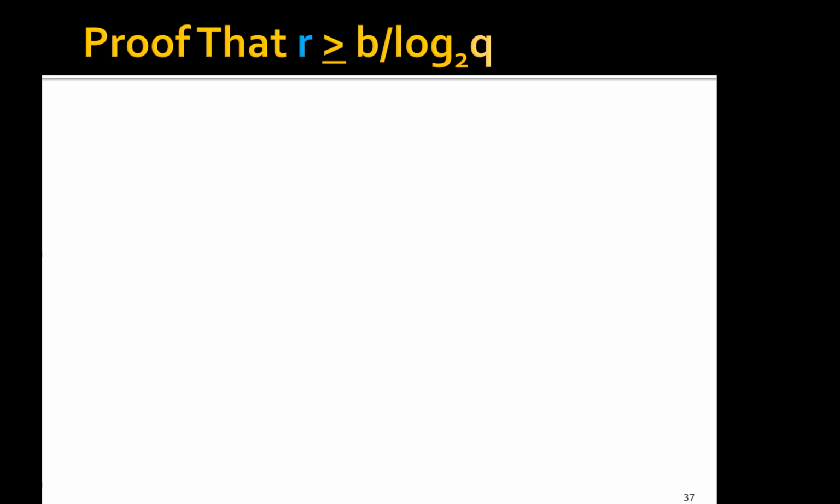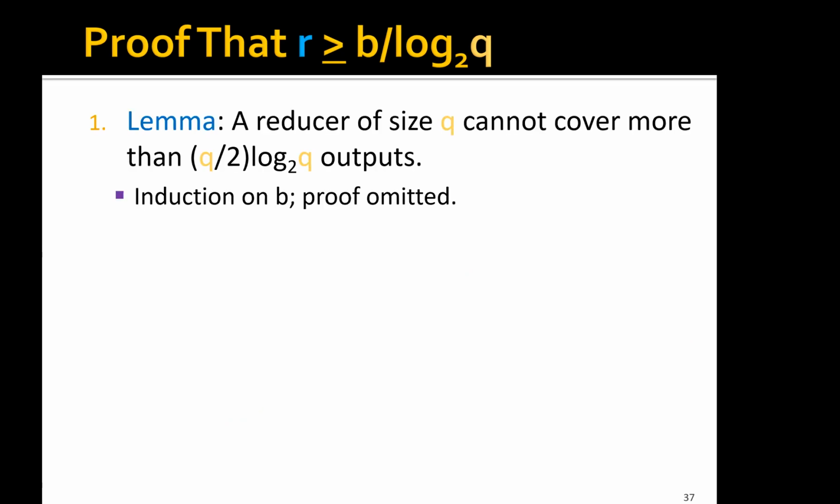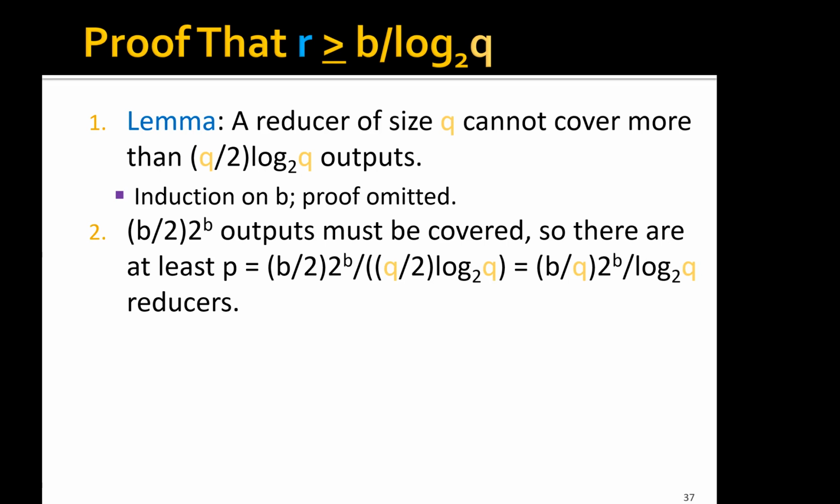Okay, now I'm going to give an outline of the proof that R is lower bounded by B over log base 2 of Q. Now there's a lemma which is a little bit tricky, which is the thing that says how many outputs can a reducer of size Q cover? And that turned out to be Q over 2 times log base 2 of Q, and it's an induction on B, the string length. I'm not going to get into that. Now, the number of outputs that need to be covered is B over 2 times 2 to the B. Why? Well, for each of the 2 to the B different strings, there are B strings of Hamming distance 1, but if you add that up over all strings, you're double counting each pair, so you have to divide by 2.